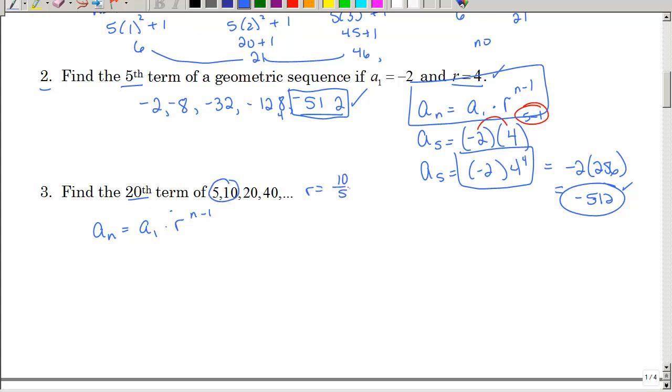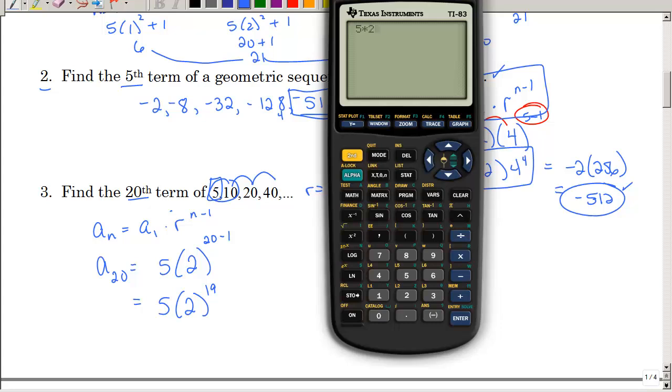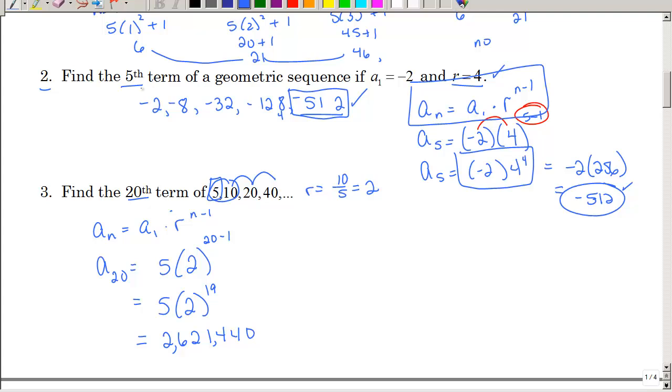R is 10 divided by 5, which is 2. Of course, I'm just multiplying by 2. And my first term is 5. So I want the 20th term. I have 5 times R to the 20 minus 1, so that's 5 times 2 to the 19th power. Going to be a fairly large number. So I have 5 times 2 raised to the 19th power, which is 2,621,440.